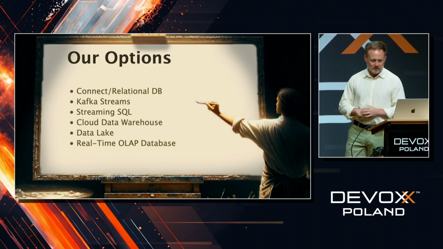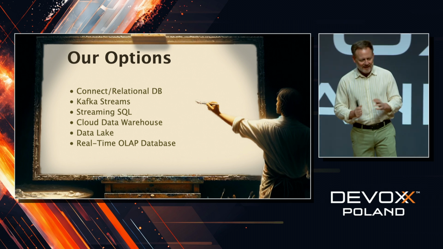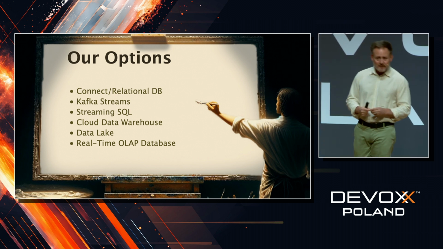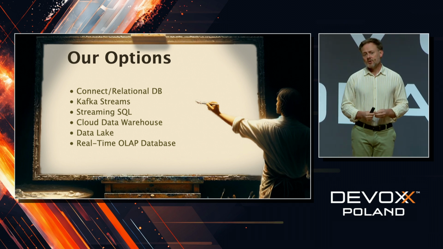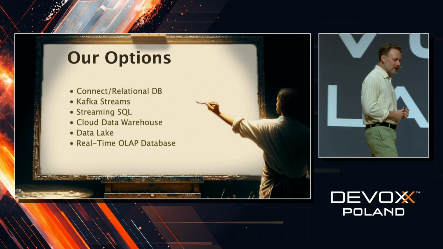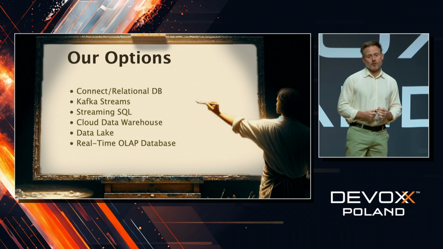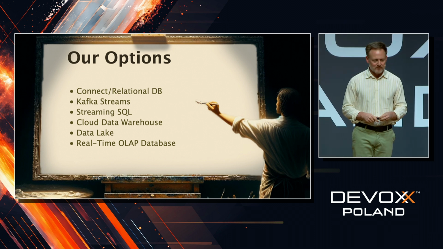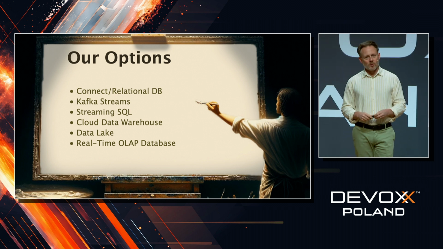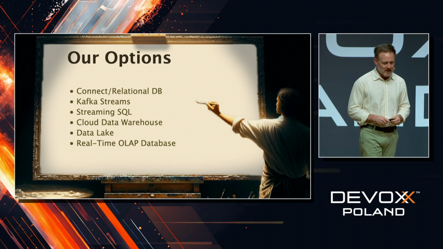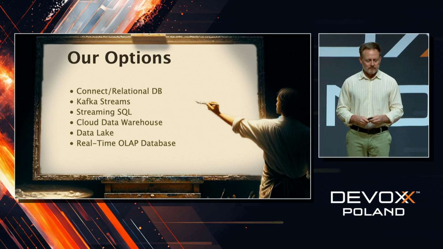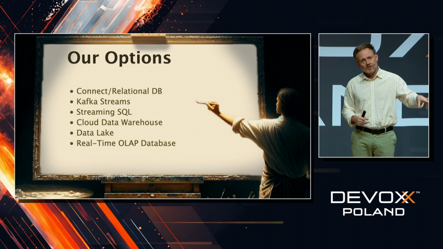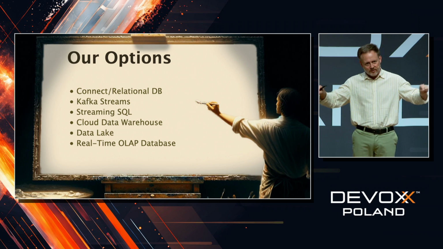Let's look at our options. So how do you query a stream? You could use Kafka Connect and a relational database. You could use Kafka Streams if you're into that kind of thing. There are several streaming SQL options of different kinds. There's the good old cloud data warehouse, the Snowflakes, the Redshifts, to some degree Databricks. There's the now, it's funny, we can say traditional data lake. It's a 15-year-old idea at this point, and I think distinct from the cloud data warehouse. We'll look at those as separate solutions.